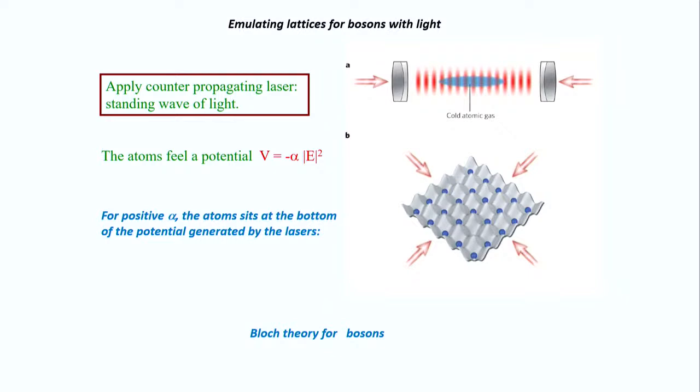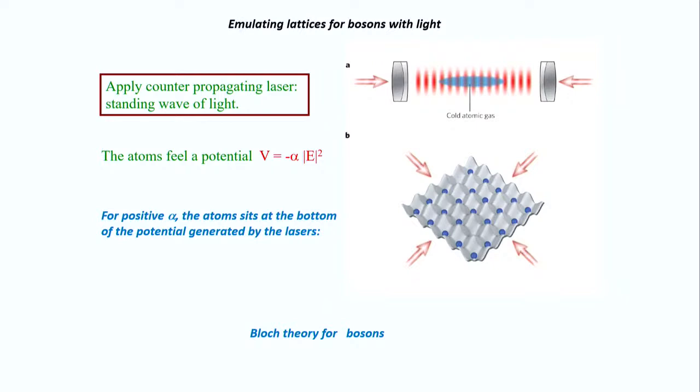So, yeah, the atoms feel a potential which is this polarizability times the intensity of the laser. Now, this polarizability is a function of the applied frequency of the laser as well as the characteristic of the atom. And so, if you tune it right, this alpha can be greater than 0, which means that the atom is going to go and sit at the bottom of this potential formed by light.